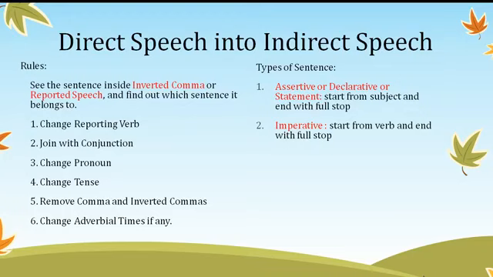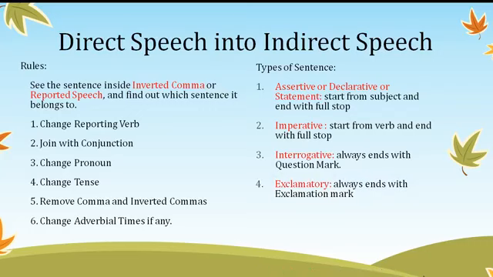Second, I told you the imperative sentence, which starts from a verb and ends with a full stop. Third one, the interrogative sentence, which always ends with a question mark. I already said there are three types of interrogative sentence: one is yes-no question, second is WH question, third is tag question. But whatever question it is, it always ends with a question mark. The imperative sentence expresses command or order, advice and request, but starts from a verb and ends with a full stop.